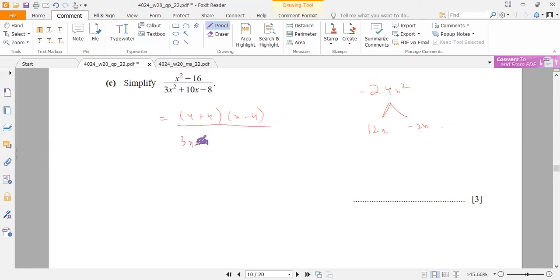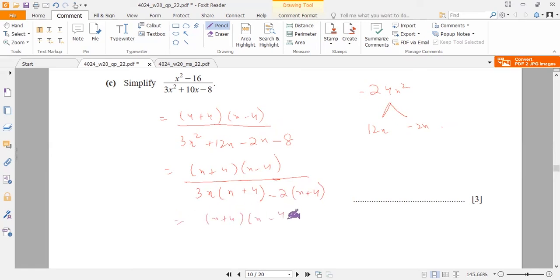So 3x squared plus 12x minus 2x minus 8. So in the numerator, x plus 4, x minus 4. We can take 3x common, so 3x(x plus 4), minus 2 as common, (x plus 4). So (x plus 4)(x minus 4) in the numerator, and in the denominator (x plus 4)(3x minus 2). So x plus 4 cancels. So the final answer is x minus 4 upon 3x minus 2.